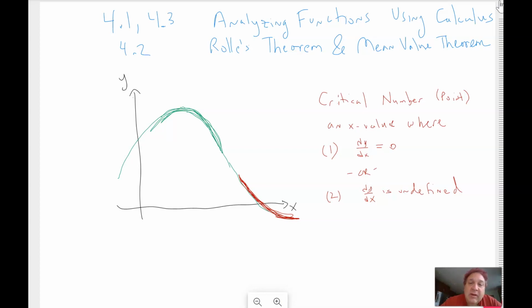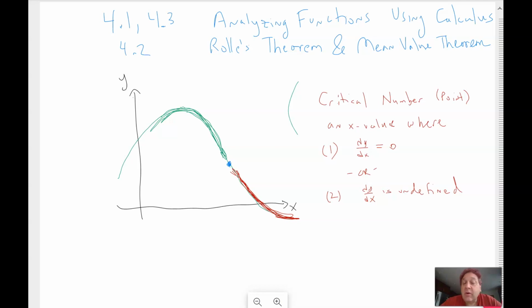At some point, it has to switch between concave up and concave down. And that switching point has, of course, a name. It's called an inflection point. So you're going to be using calculus to find increasing, decreasing, concave down, concave up, inflection points. And the big idea here is you're going to be finding critical numbers. Critical numbers are an x value where either the derivative is equal to 0 or the derivative is undefined. That's almost always where we start when we do analyzing functions.